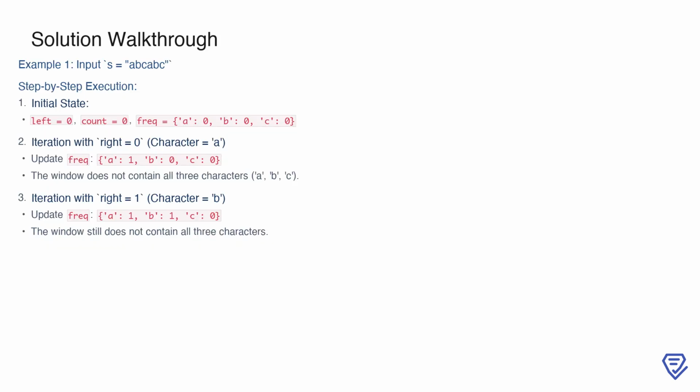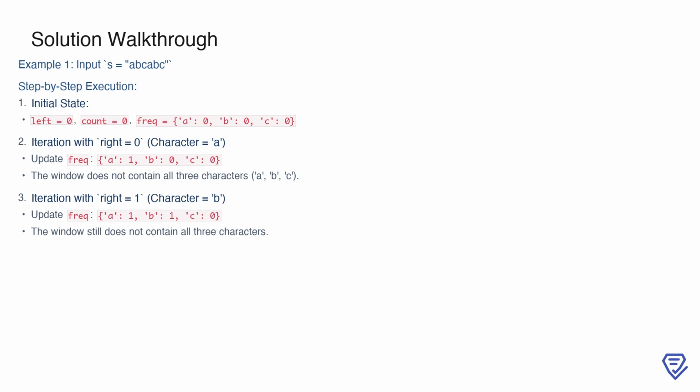To solve this problem, we'll use a sliding window approach. Starting with the input string s equals "abcabc", the initial state is defined with left at 0, count at 0, and the frequency map initialized to track the counts of A, B, and C as 0. As we iterate through the string, the first window is formed with right equals 0, where the character is A. We update the frequency map to reflect the presence of A, so frequency becomes A: 1, B: 0, C: 0. However, the window does not yet contain all 3 characters.